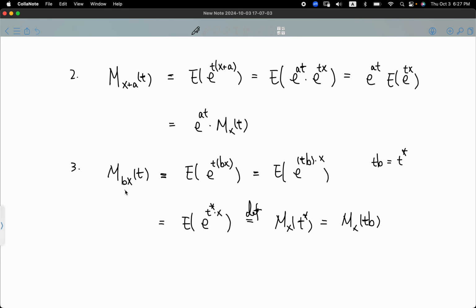So when you scale your random variable by a constant b, you essentially just scale the parameter in the moment-generating function, where the moment-generating function is a function of t, and right now it's a function of t multiplied by b. So that's another result.